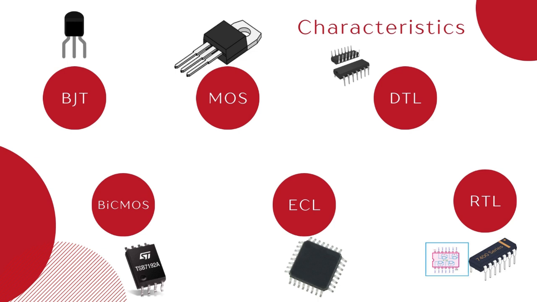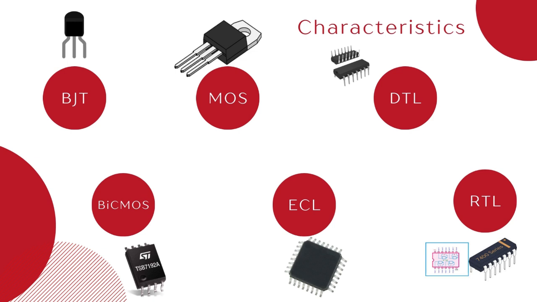BJTs are known for their high speed and gain, making them suitable for amplifiers and fast switching devices. However, they consume more power than CMOS circuits due to the need for a continuous current to maintain their state. The density of integration is also lower than CMOS, but BJTs excel in high-performance analog applications. BJTs are often used in applications that require fast switching speeds but don't need the high integration densities that CMOS provides.